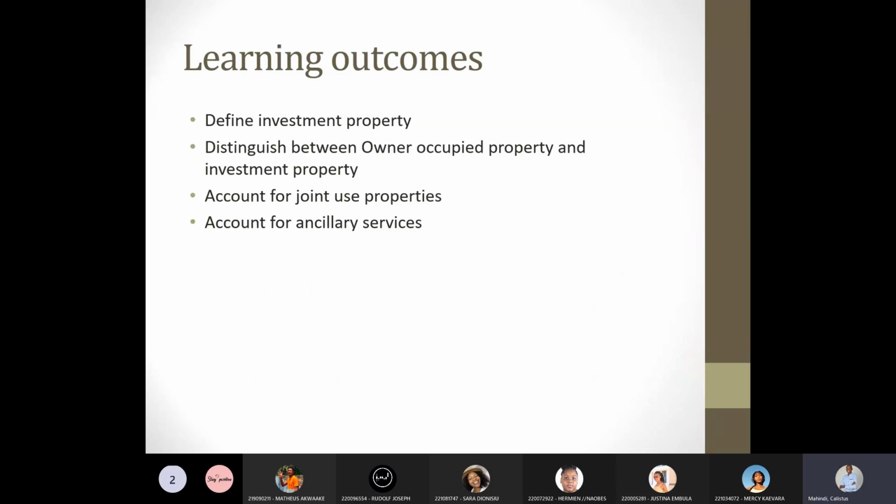So what are the learning outcomes of this unit? You should be able to define investment property. You should be able to distinguish between owner-occupied property and investment property. You should be able to account for joint use properties. And finally, you should be able to account for ancillary services that are related to the properties.